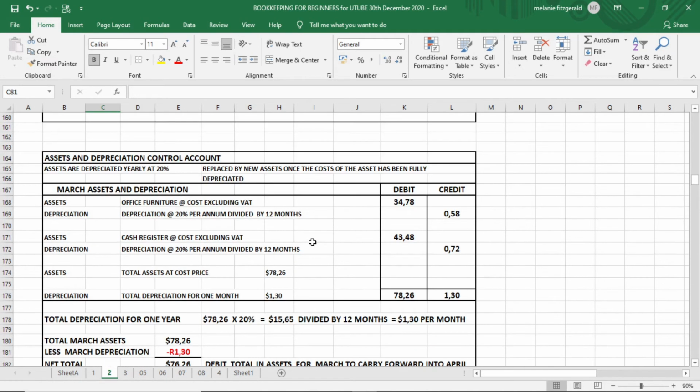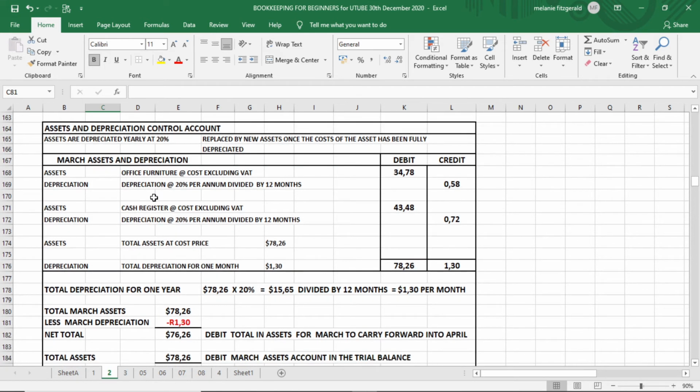All right, so now we're going to open up an assets and depreciation control account. Now watch my mouse. Assets are depreciated yearly at 20%. They're replaced by new assets once the cost of the asset has been fully depreciated. So once the asset has been devalued to almost nothing or nothing, it's replaced by new assets. So, March assets and depreciation.